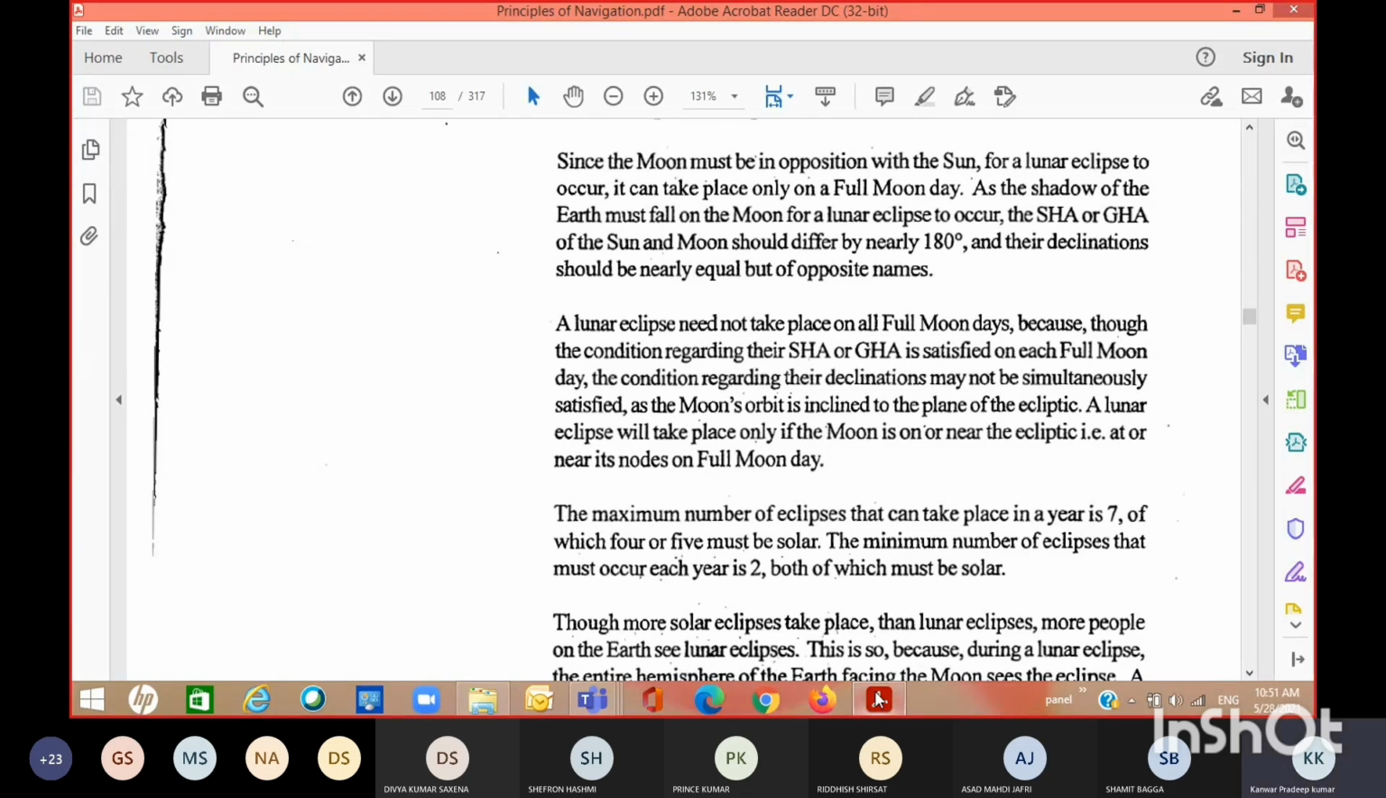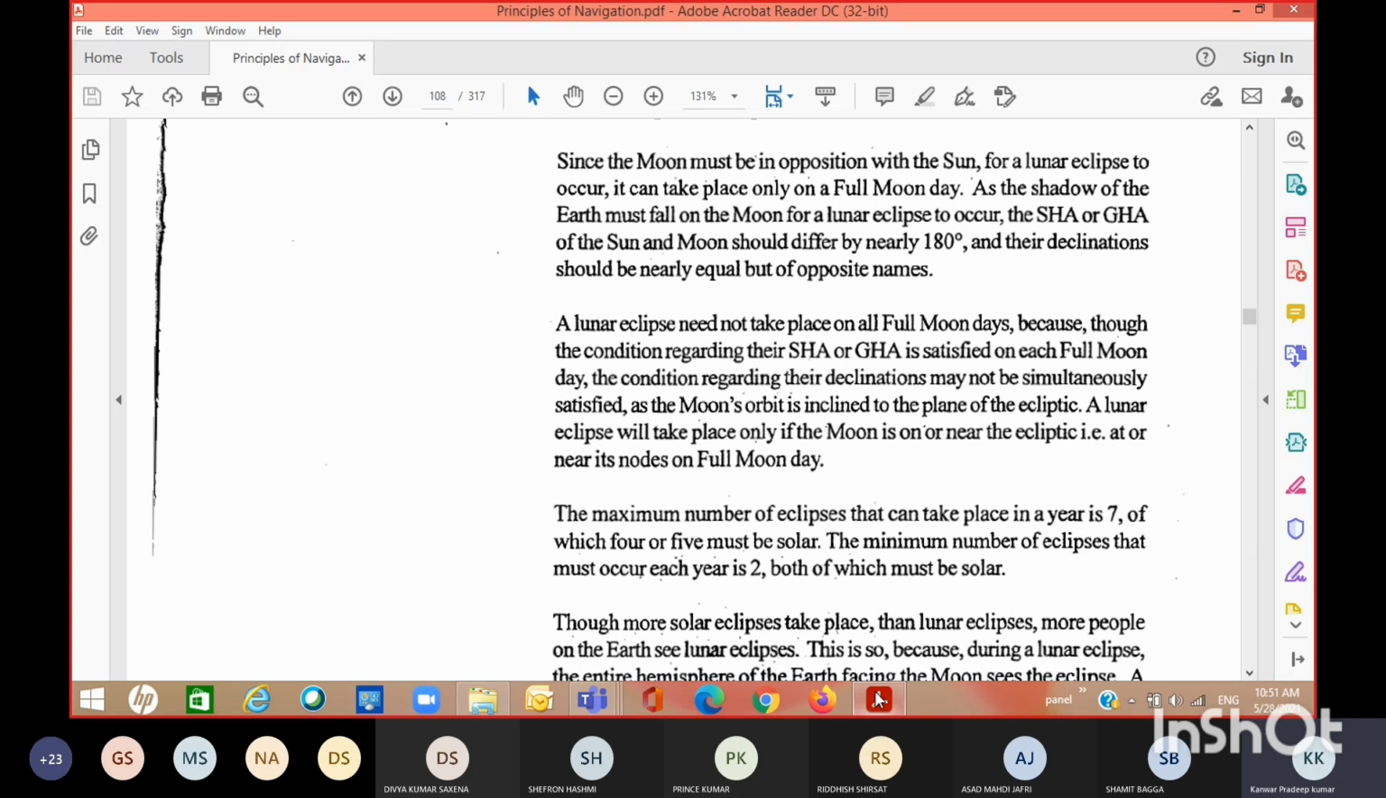The GHA and SHA should differ by nearly 180 degrees, and the declination should be nearly equal but of opposite name. A lunar eclipse need not take place on all full moon days, because though the condition regarding the SHA-GHA is satisfied on each full moon, the condition regarding the declination may not simultaneously be satisfied, as the moon's orbit is inclined to the plane of the ecliptic.